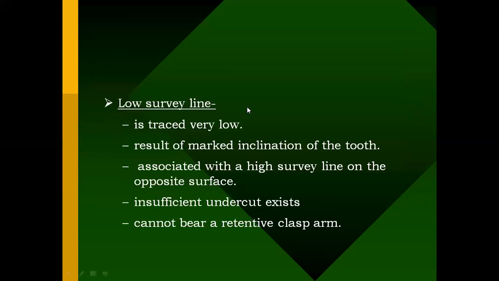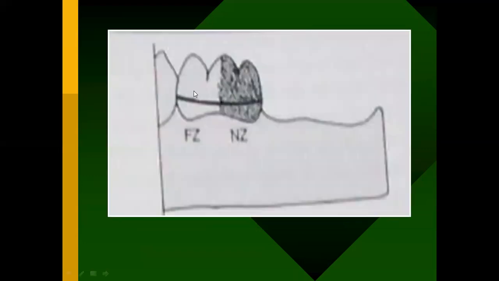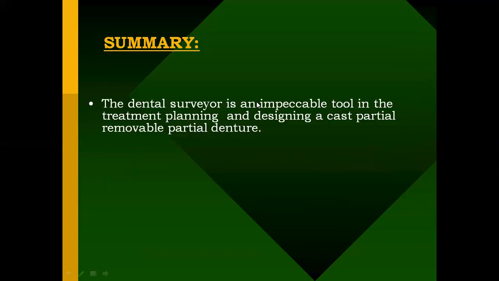Then the low survey line is traced very low. It is a result of marked inclination of the tooth. It is associated with the high survey line on the opposite surface. Insufficient undercut exists in the case of a low survey line, and it cannot bear a retentive clasp arm. For example, in this picture, we can see a low survey line.